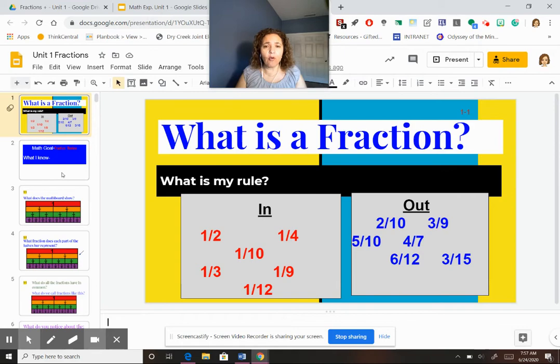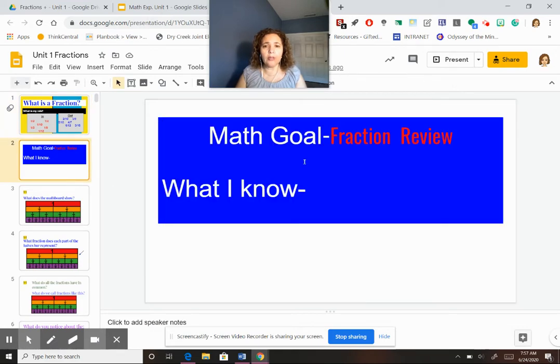So today our math goal is just a fraction review. This is just a review of stuff that you did in 4th grade. So what I know. Please write down everything you know about fractions. So stop the video, write your math goal, write down fraction review, and then write down what I know and write down everything you know about fractions in your math notebook. Okay? Then come back to me.